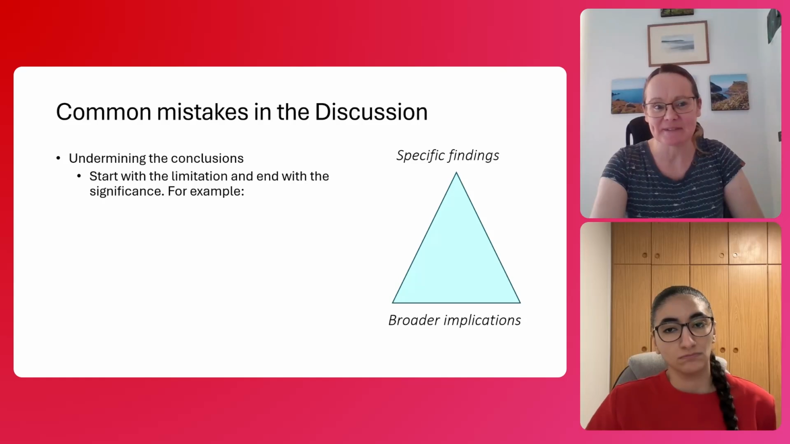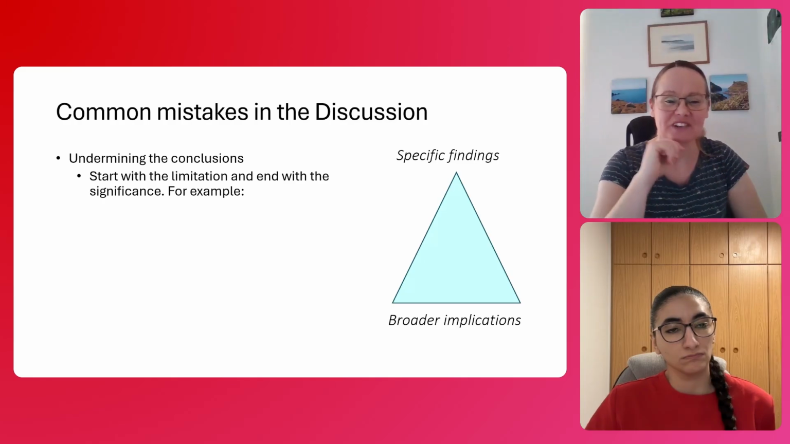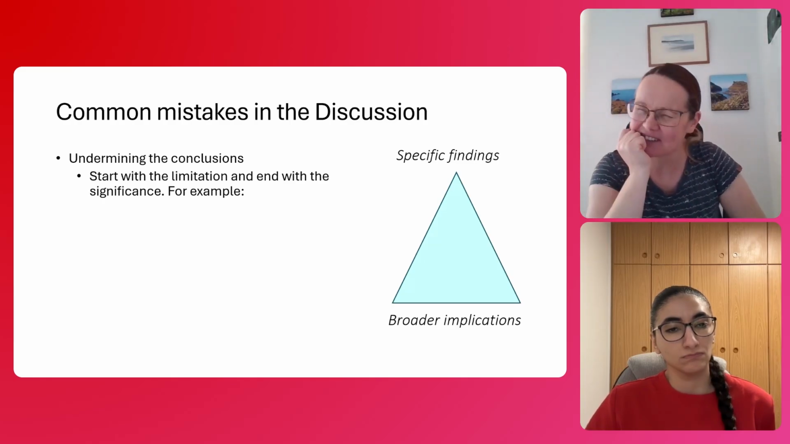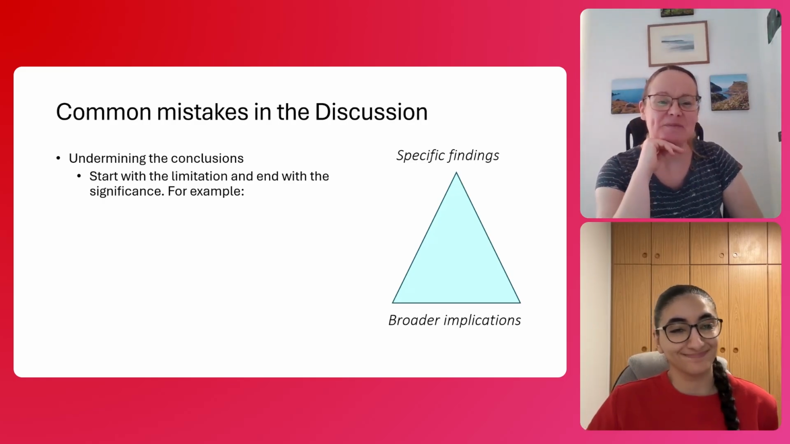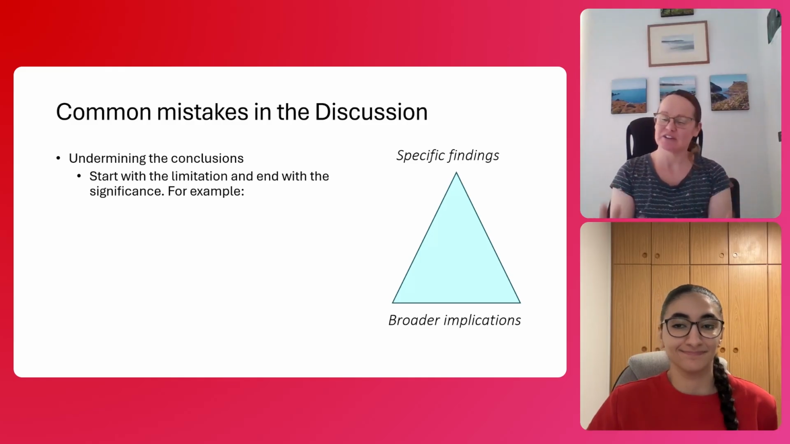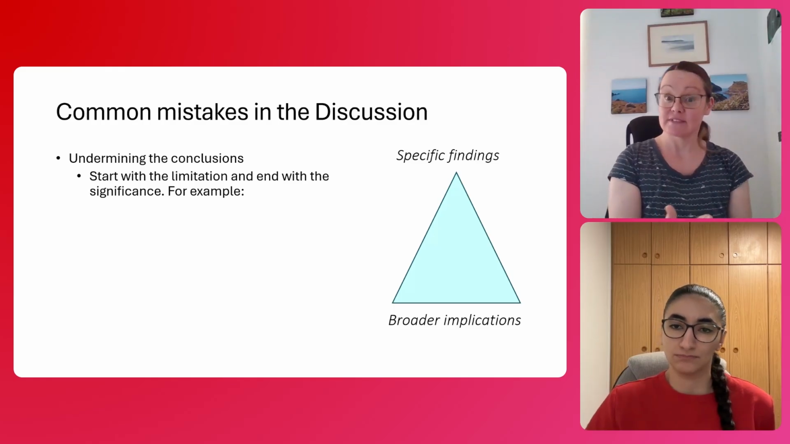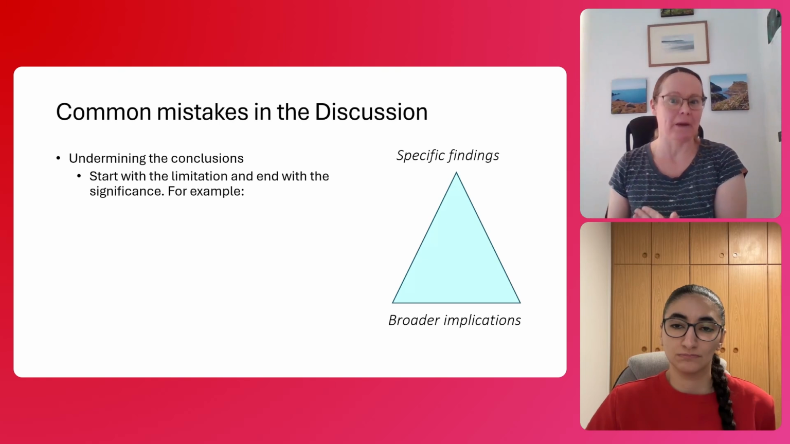That being said, another common problem, not as common as ignoring the limitations, is undermining your conclusions. Contradicting myself here, aren't I? But I'm going to show you a couple of examples to show you what I mean by this and how you can avoid it. It can help sometimes to acknowledge the limitation up front and then end with the significance of your findings. It's a little more powerful.